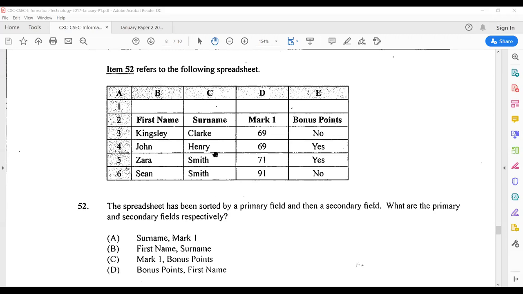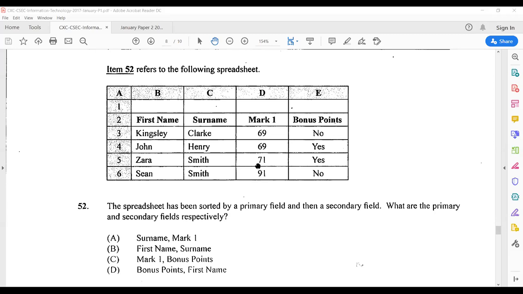So not this one. Then we have surname. You have Clark, Henry, Smith and Smith. So this looks like some sort of alphabetical sort, right? And then you have mark one, which has 69, 69, 71, 91. So that also looks like it has a sort. And then you have bonus points. No, yes, yes, no. So this is not sorted either. So we have two fields that are sorted, surname and mark one.